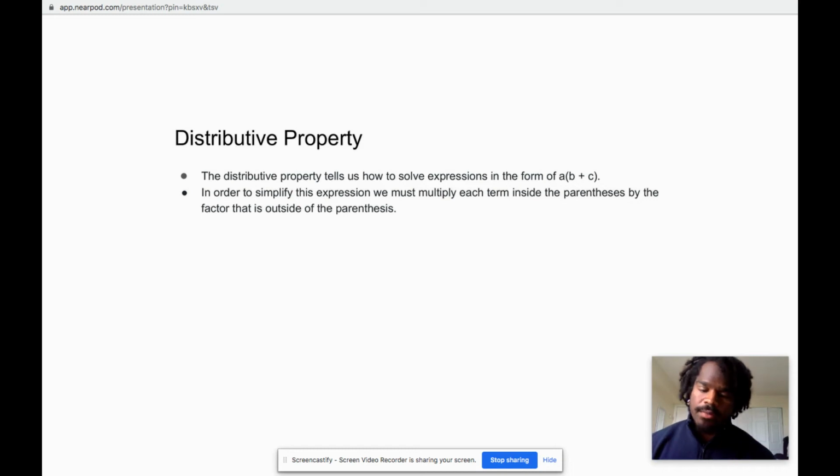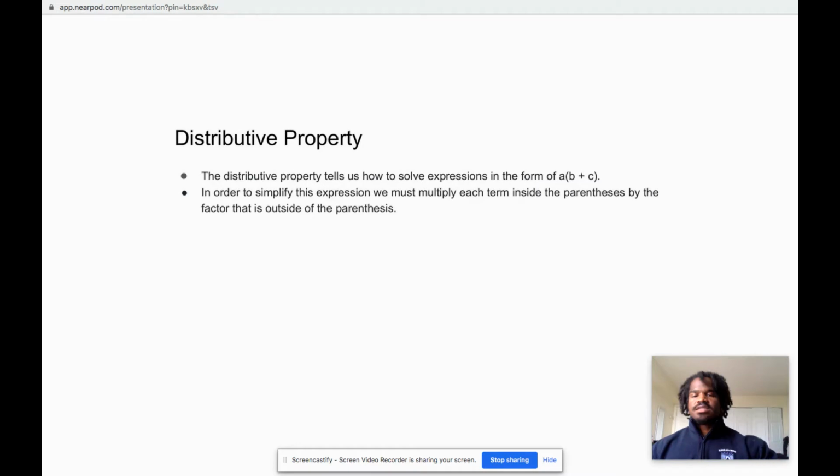Okay, so today we're going to be going over distributive property. The distributive property tells us how to solve expressions in the form of A times (B plus C). In order to simplify this expression, we must multiply each term inside the parentheses by the factor that is outside of the parentheses. So we're going to look at some examples and we're going to break down what this means.